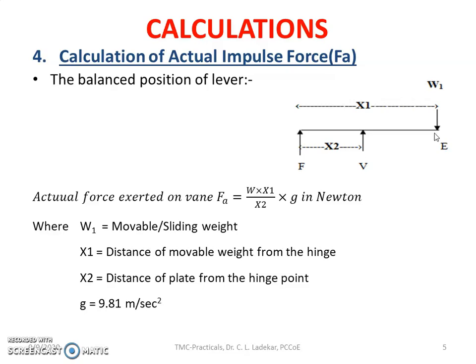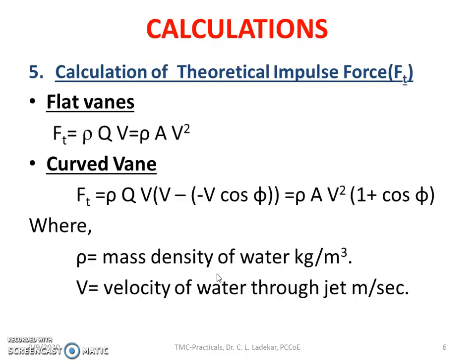At this position, when the lever is balanced, this force into this distance x2 is balanced by this weight into this distance x1. Therefore Fa into x2 is equal to W1 into x1. Since this will be in terms of kg, you can multiply that by g, and you will get the actual force in terms of Newton. These notations have their usual meaning, which I have just explained.